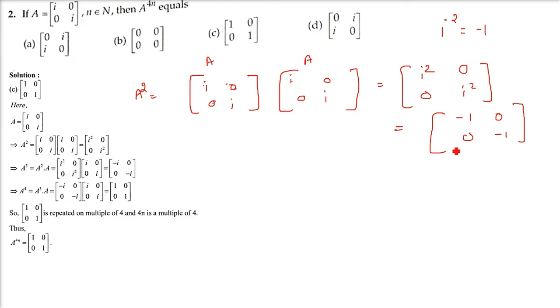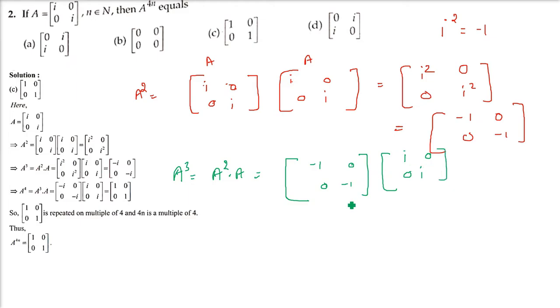Now what will we do? We will find out the A cube. A cube is A square into A. So we will multiply this A square, that is this result, with A. Whatever we got, I replaced I squared with negative 1. Okay, so minus 1 0 0 minus 1 multiplied with A, that is the original matrix, I 0 0 I.